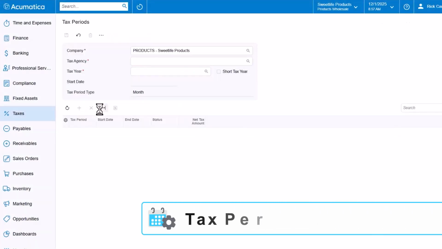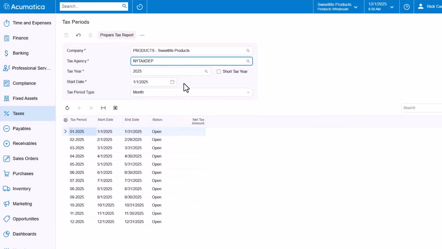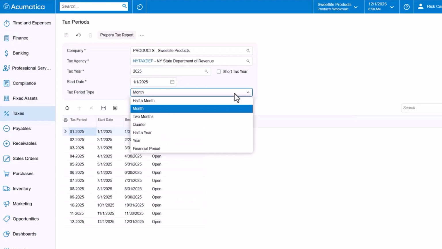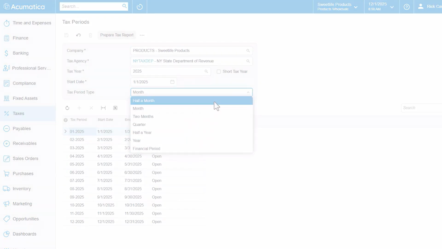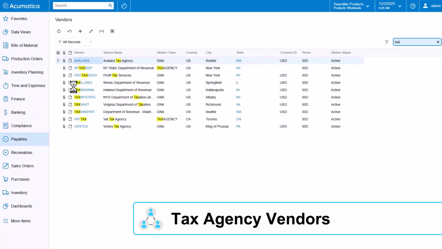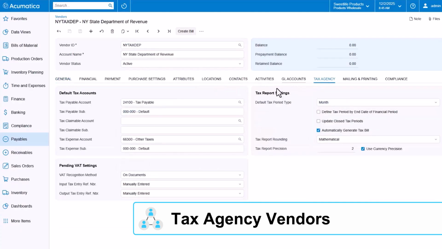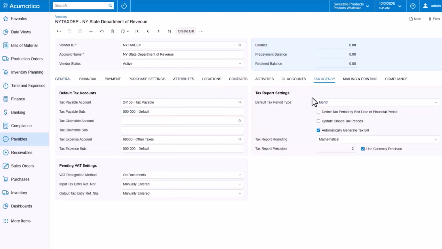Align tax periods with financial periods to simplify tax reporting. Configure filing structures for each company and tax agency to streamline and accelerate filings and maintain records for current and past tax years. Establish tax agency vendors for each jurisdiction where you must report and remit taxes, including federal, state, provincial, county, and municipal authorities.